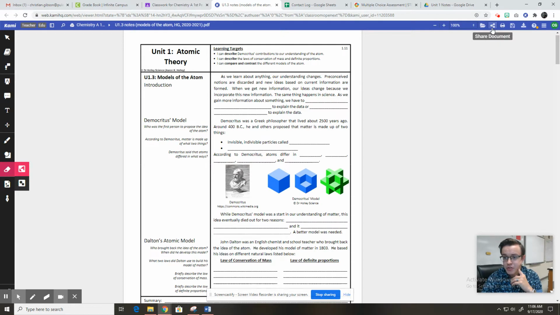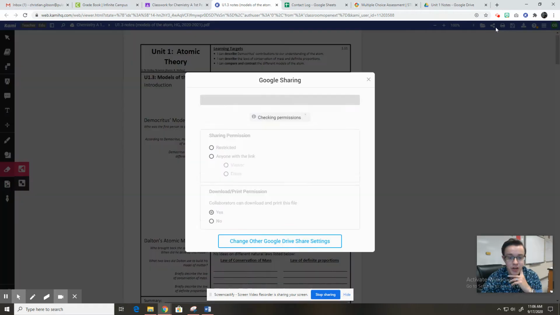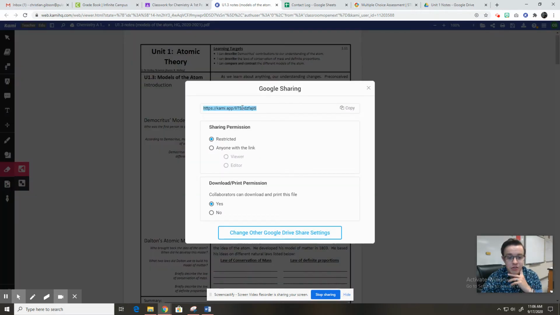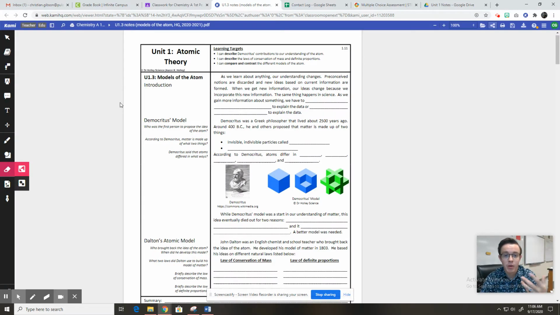Now, what I want to do real fast is show you how to share this document. So you are going to click share, and then here's your link. So you'll just take this link and you're going to copy and paste it into your interactive notebook, probably on a slide labeled something like Unit 1.3 Interactive Notes or something like that.